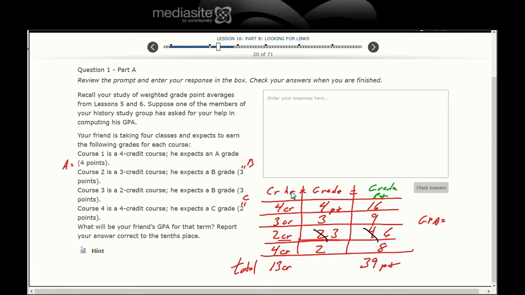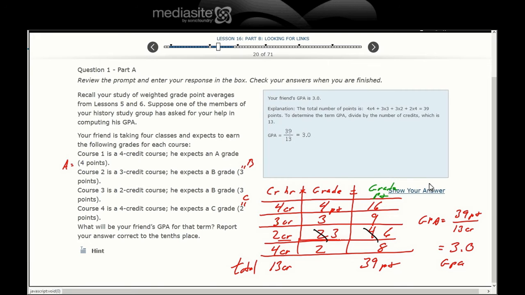And GPA would just be your points calculated over how many credits you have, which gives me a GPA of 3.0. GPA, 39 divided by 13. Okay. All right, let's go to the next one.